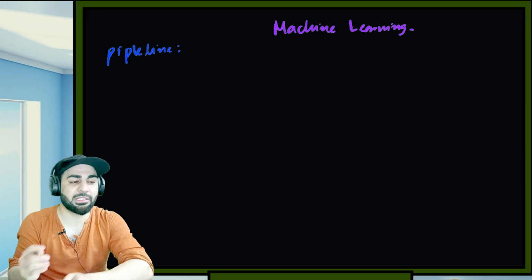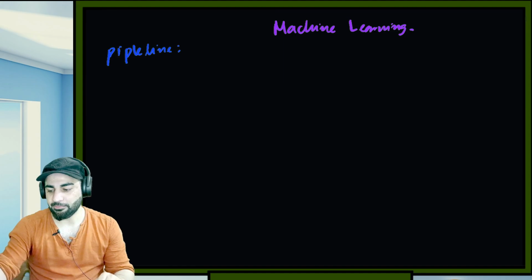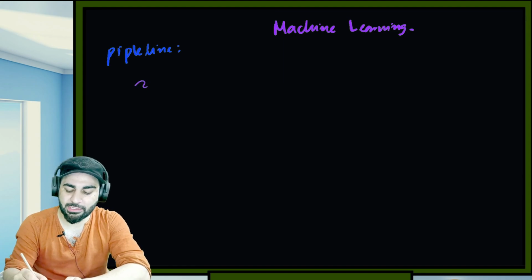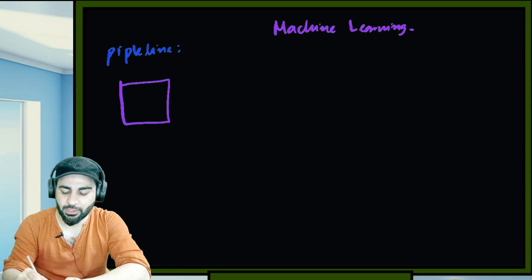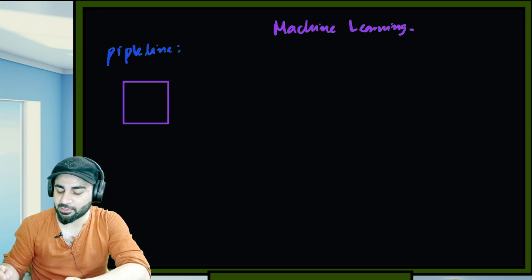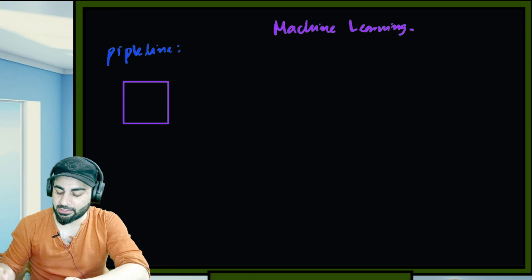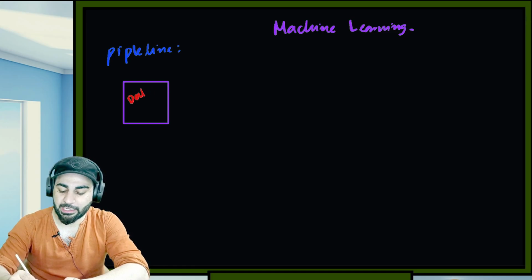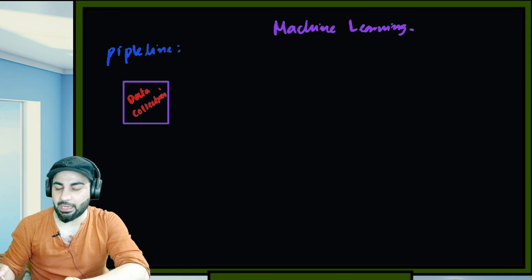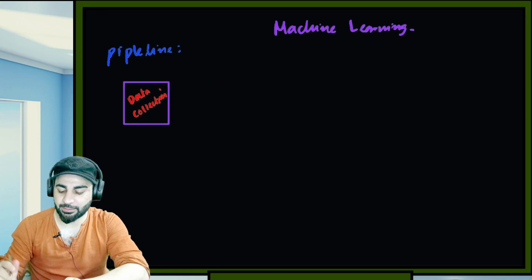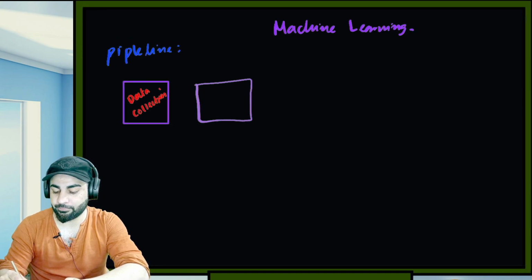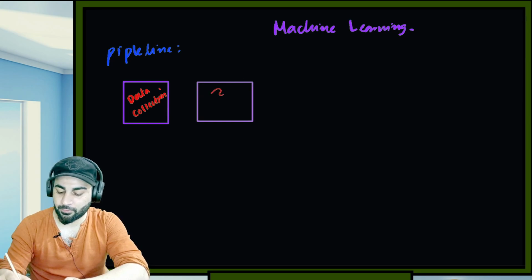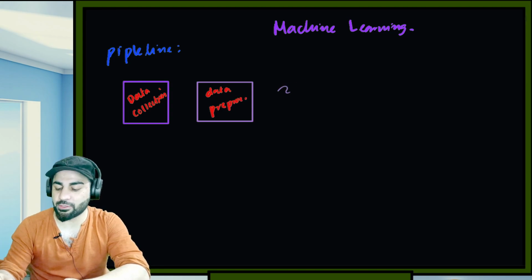So a typical machine learning pipeline, how does it look? In that, the first step was data collection. I'll write a little bit smaller because I know this pipeline is going to get bigger. So the first was data collection, and then the second step was data pre-processing. And then the third step was feature engineering.